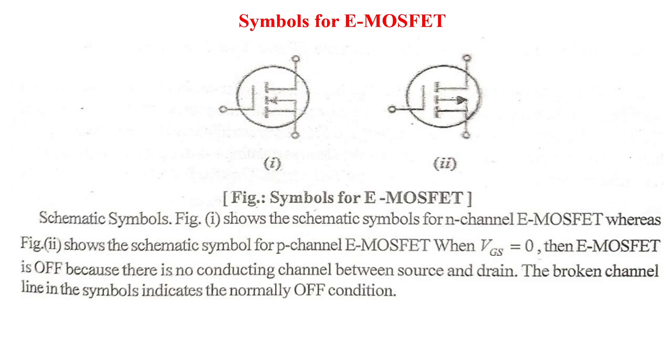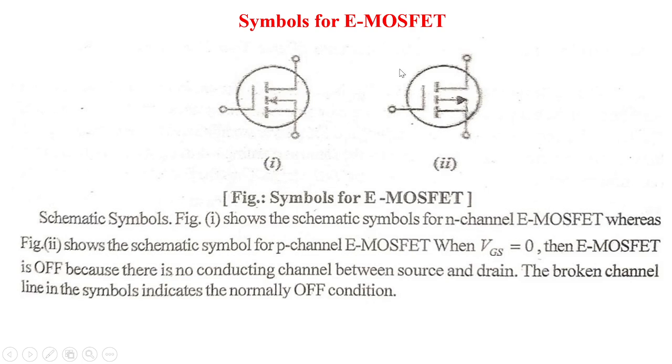Now, the symbol for E MOSFET. The schematic symbol shows the schematic symbol for N channel E MOSFET, whereas figure 2 shows the schematic symbol for P channel E MOSFET. When VGS equals 0, then the E MOSFET is off because there is no conducting channel between source and drain. The broken channel line in the symbol indicates the normally off condition.